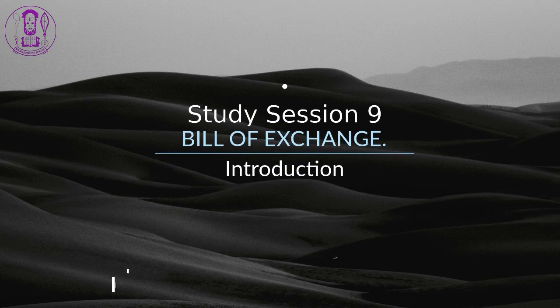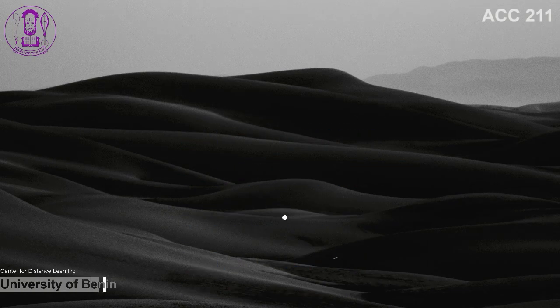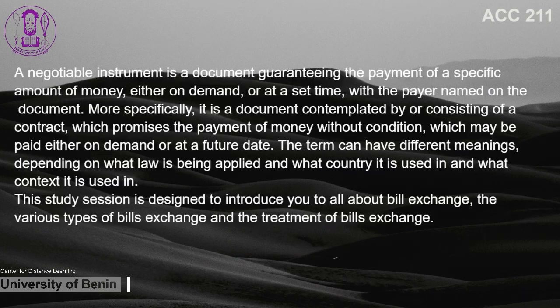Study Session 9. Bill of Exchange. Introduction. A negotiable instrument is a document guaranteeing the payment of a specific amount of money, either on demand or at a set time, with the payer named on the document. More specifically, it is a document contemplated by or consisting of a contract, which promises the payment of money without condition, which may be paid either on demand or at a future date. The term can have different meanings, depending on what law is being applied, what country it is used in, and what context it is used in.